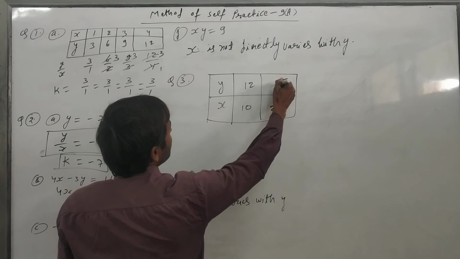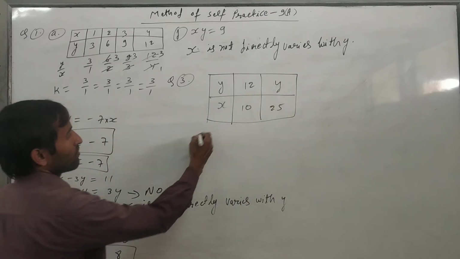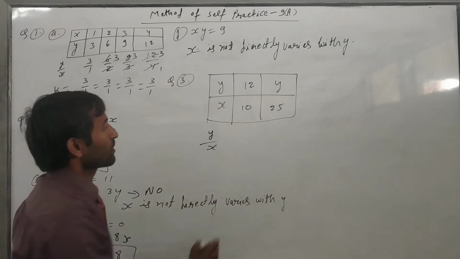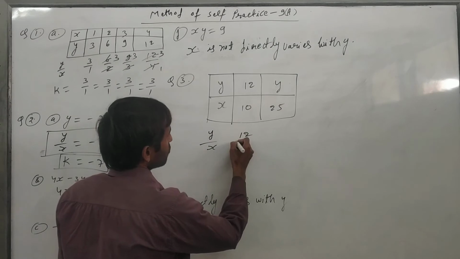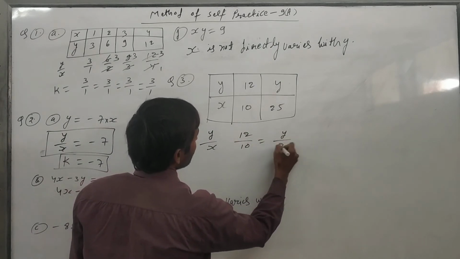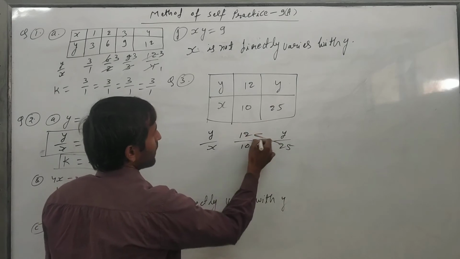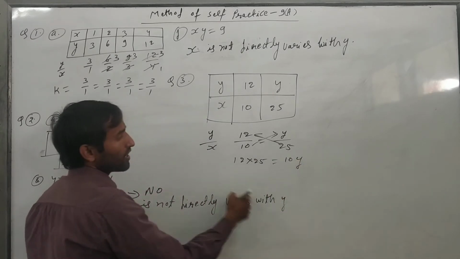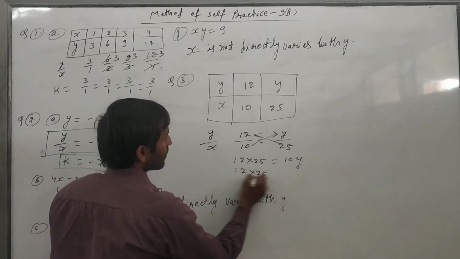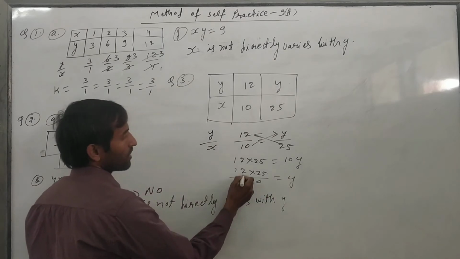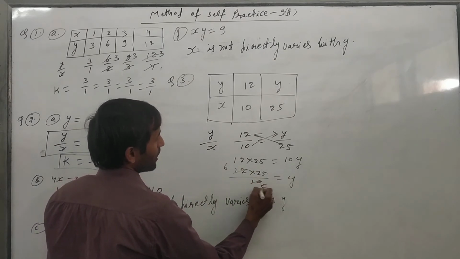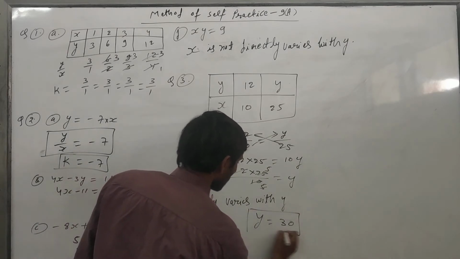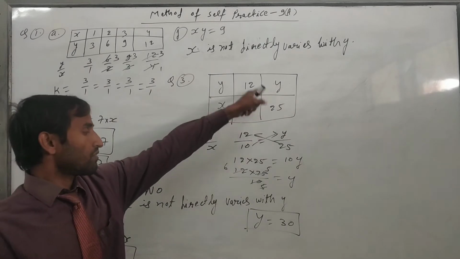Okay. Here I have taken the variable y. Now I take y upon x. If the question says directly varying, it means the ratio will always be the same. So 12 upon 10 is equal to y upon 25. Now cross multiply: 12 into 25 is equal to 10y. Now divide by 10, so 12 into 25 upon 10 is equal to y. Now cancel out: 2 fives are 10, 5 will come, and 5 sixes will be 30. So the final answer is y is equal to 30. If x is 25, then y will be 30.